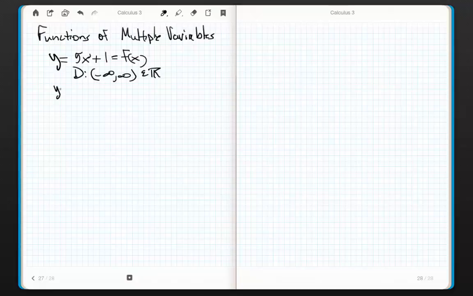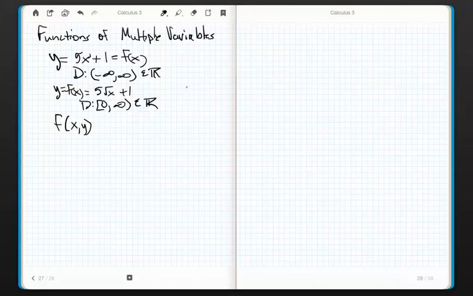If I had y equals f of x equals 5 root x plus 1, hopefully you can see that as well, then the domain would be everything from 0 to infinity inclusive. Here we could say it's a subset of the reals, right? Does that make sense? So what we do with a function of multiple variables is, hopefully predictably, instead of just having an x as an independent variable, we have a point as an independent variable.